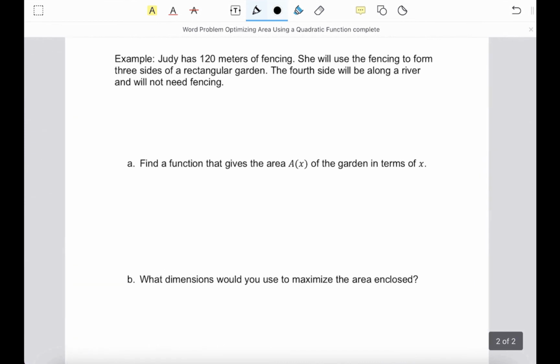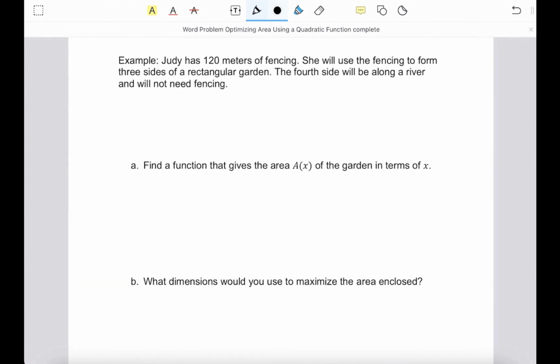Okay, so now moving on to the next one. It says Judy has 120 meters of fencing. She will use the fencing to form 3 sides of a rectangular garden. The 4th side will be along a river and will not need fencing. Okay, so let me draw a quick picture of this. This is going to be my river. Lovely blue river there.